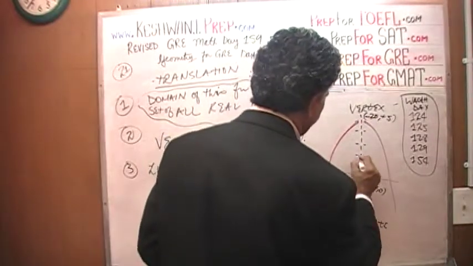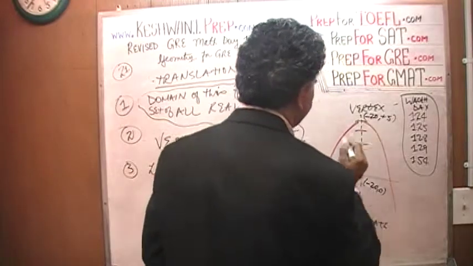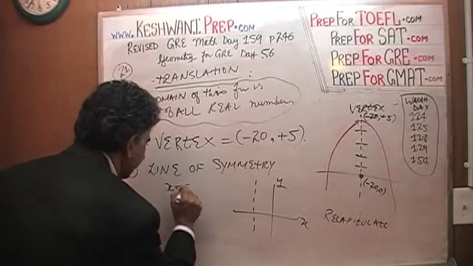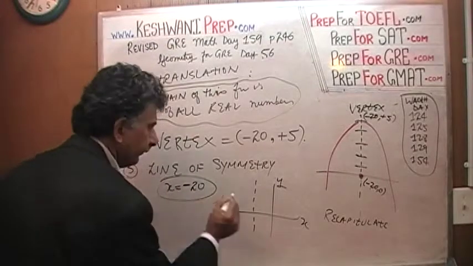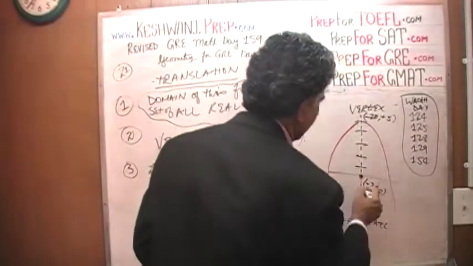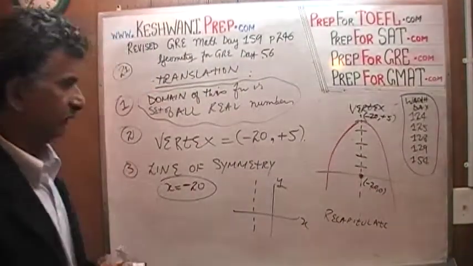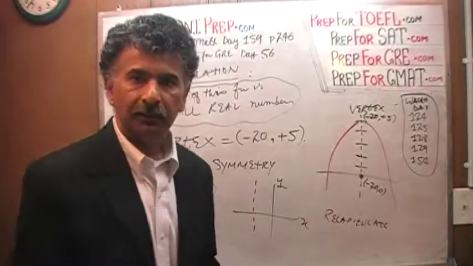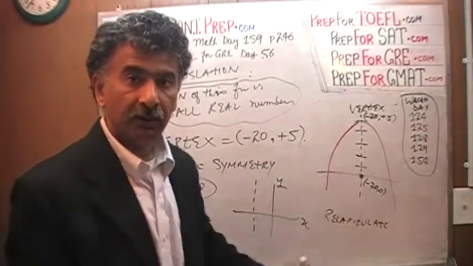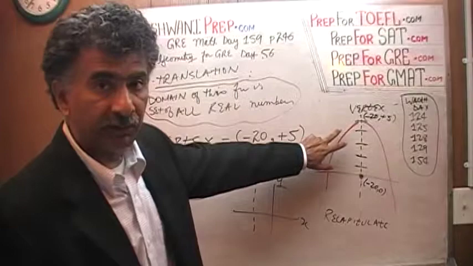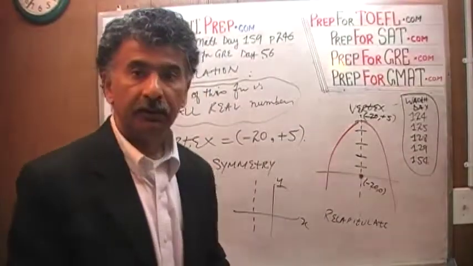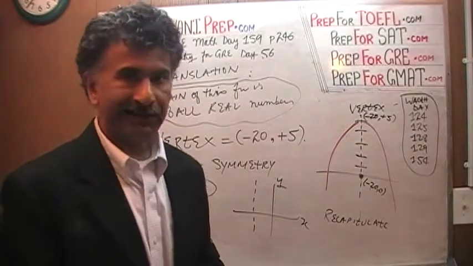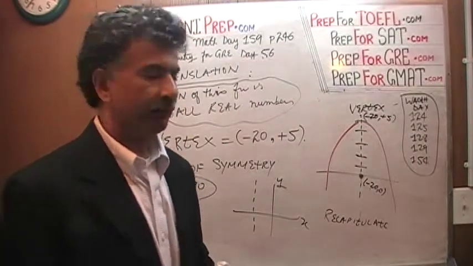This is the line of symmetry. Line of symmetry is x equals negative 20. X equals negative 20 right here, along this line. That's your line of symmetry. The parabola is symmetric along that line. Think of this as a mirror. So whatever you see in this half here is reflected in the other half, in the mirror, and that's your line of symmetry. Everything is symmetric along that line where x equals negative 20.